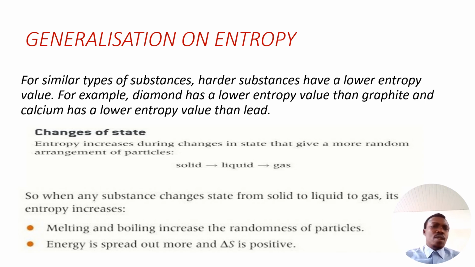But when we talk about it, entropy increases during changes in state that give a more random arrangement of particles, like solid to liquid to gas. So when any substance changes state from solid to liquid to gas, its entropy increases. Melting and boiling increase the randomness of particles. So there's an increase in entropy, energy is spread out more, and the entropy change is positive. When we have an increase in entropy, the change becomes positive. But when there's a decrease in entropy, the change becomes negative.